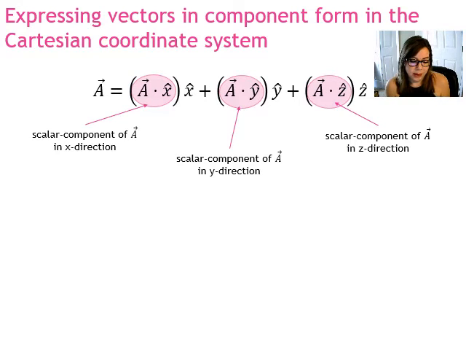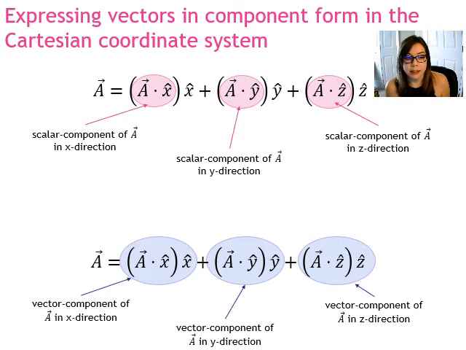So remember that when you dot a vector with a unit vector that describes a particular direction, what you're doing is finding a scalar component of that vector along that particular direction. So you'll notice that each of these terms in the parentheses, which I've highlighted in these pink circles, are the scalar components of vector A in each of the dimensions defined by our unit vectors x hat, y hat, and z hat. Remember, to construct a vector component, you take these scalar components and multiply them by the unit vector of that direction of interest.